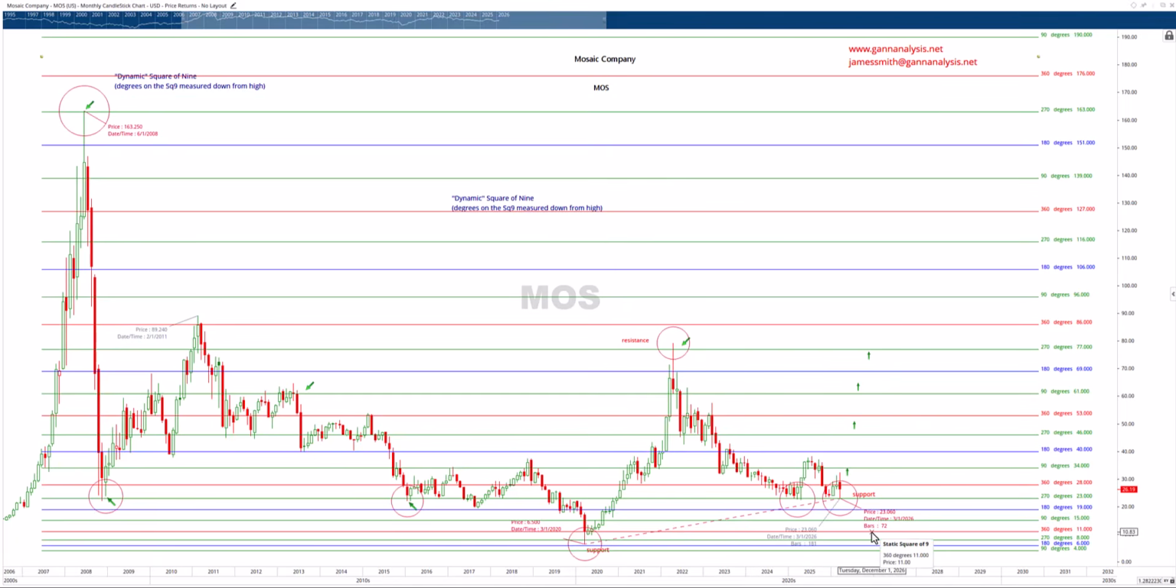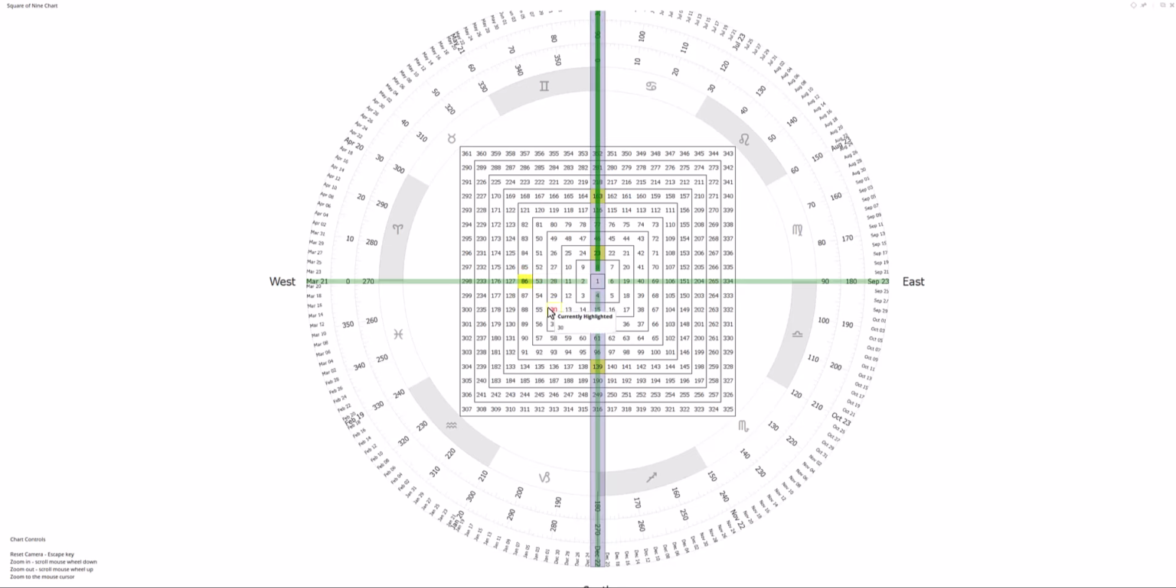So in this case, we're looking at a monthly chart. So 72 months would be 6 years. From the low here, March 2020, to the low here, 6 years. And you're bouncing off a cardinal level at 23, a 270 degree line. And where is that again? Let's go back. At 23, that's right here.